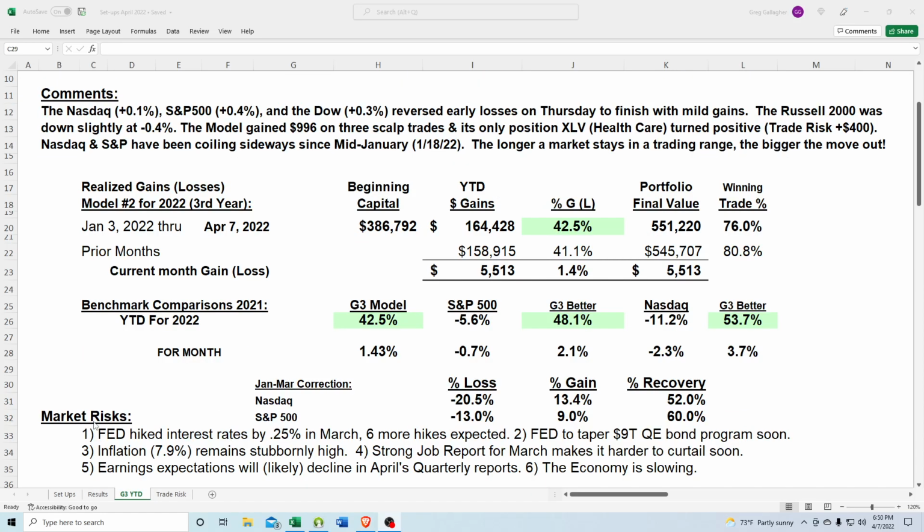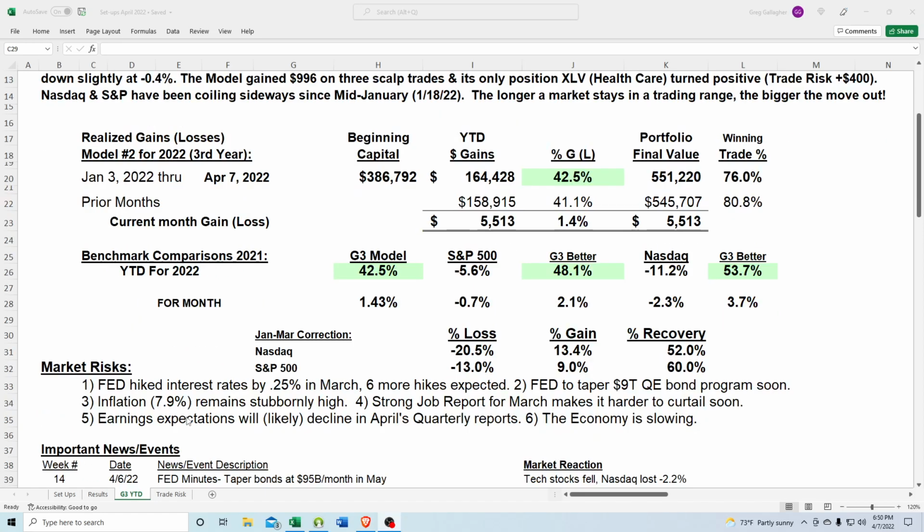And then I do something that I call market risks. We had a correction that lasted January to the middle of March. The NASDAQ went down 20%. It has gained 13% off of that bottom, which is a 52% recovery. The S&P 500 lost 13%. It's gained 9% off its bottom, a 60% recovery. And then I say, here are the market risks. Now, I might talk about those every time, but that really hasn't changed much.